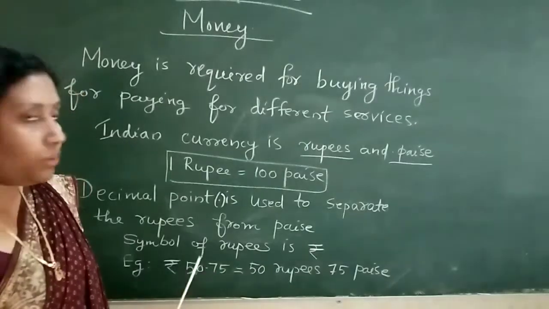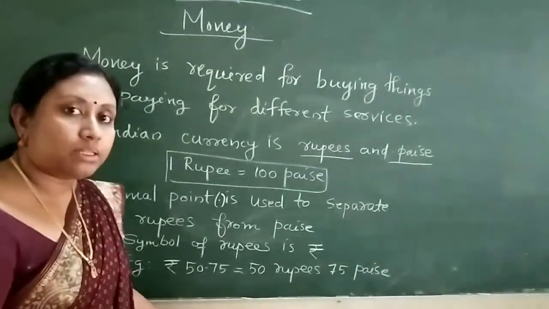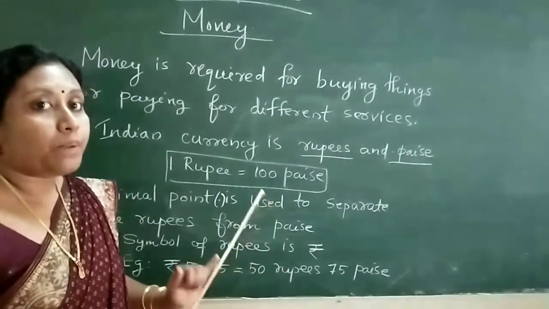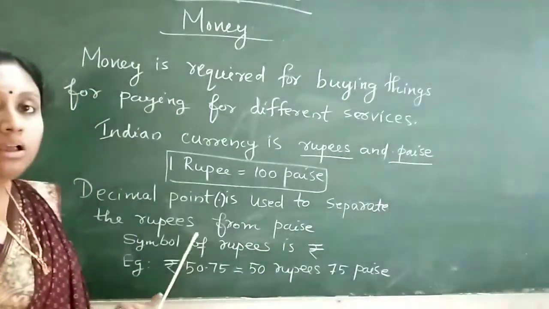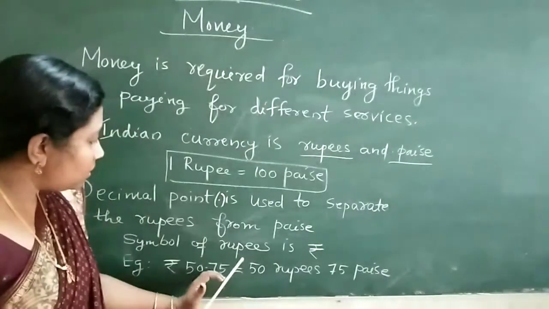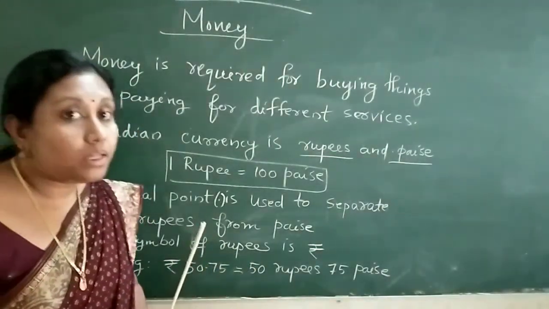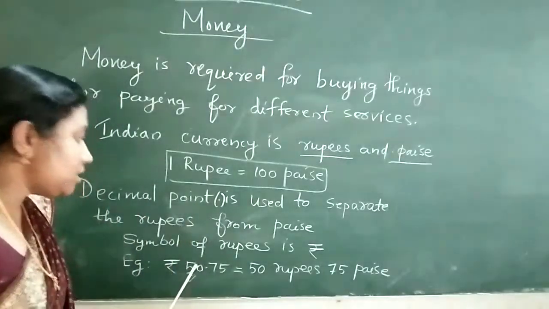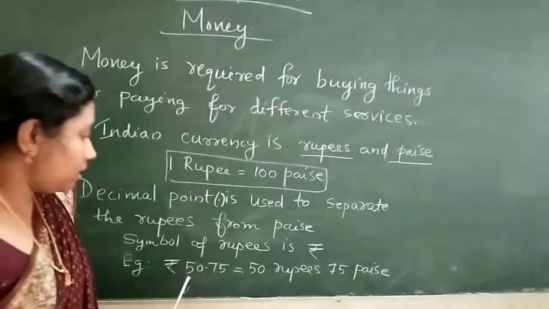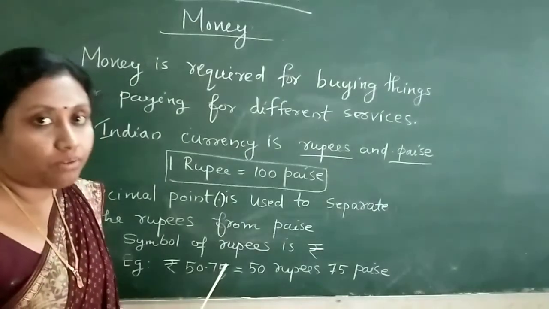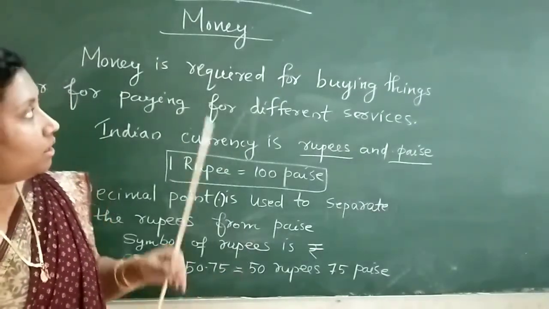There is a decimal dot. In the decimal part we write paise, and the whole number part is rupees. On the left side of the dot, what will it be? Left side, yes, that is rupee. Then this is 50 rupees and how many paise? 75 paise.